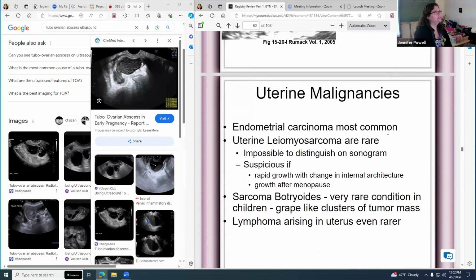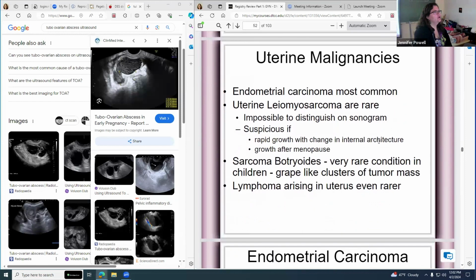Alrighty, now on to malignancies. Endometrial carcinoma is the most common uterine malignancy. Leiomyosarcomas are rare, so cancerous fibroids are rare, and they are impossible to distinguish on sonogram. If you're seeing a fibroid, you can't tell if it's cancerous or not. Suspicious if there's rapid growth with change in the internal architecture, and if there's growth after menopause.